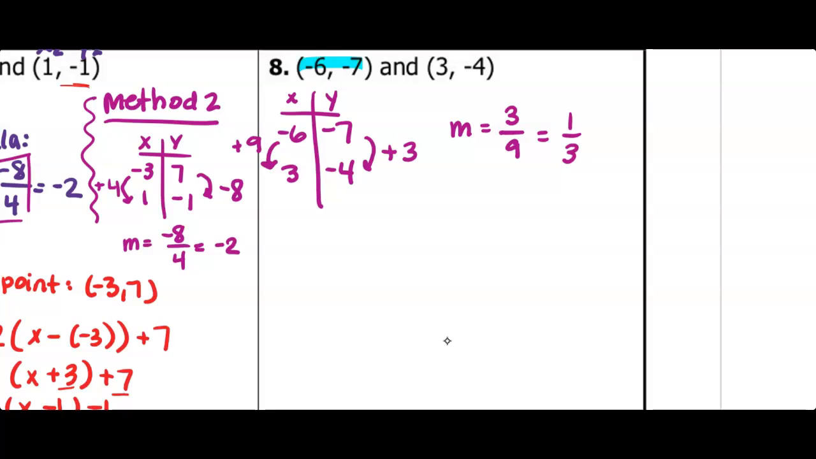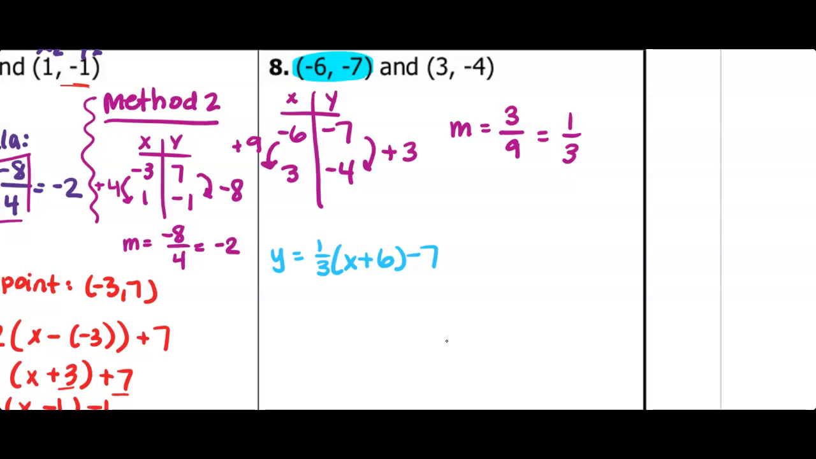Then you pick a point, and I'm actually going to do this with both points, so I'm going to color code this. So my blue goes together. I'm going to have y equals 1/3 times (x + 6) minus 7, because I would have had minus -6, which changes it to a plus. I'm going to then put this in slope-intercept form.